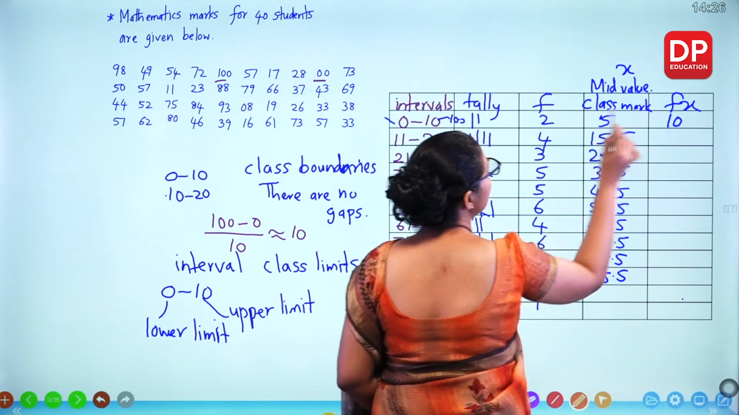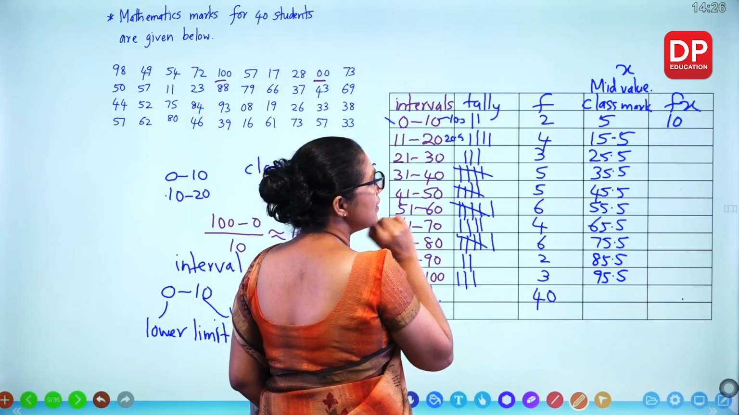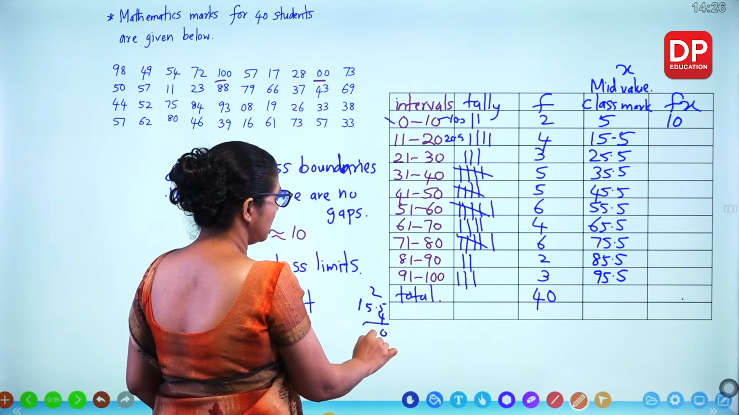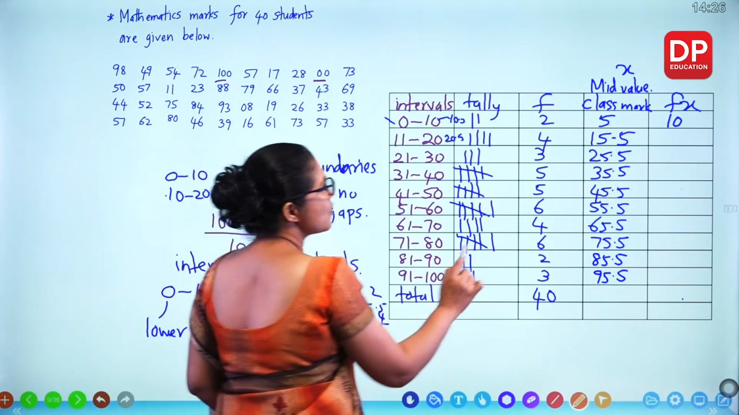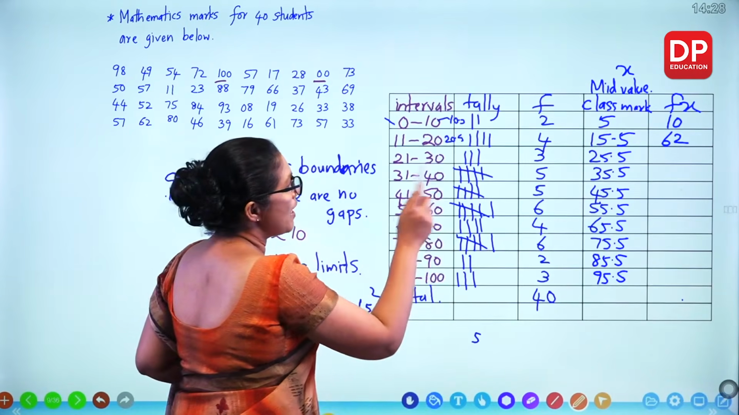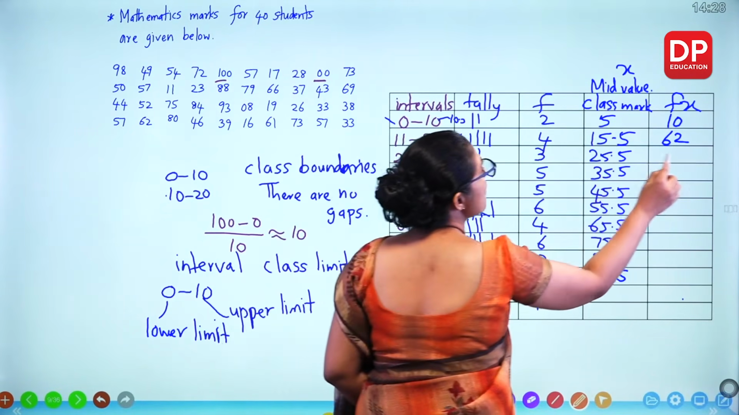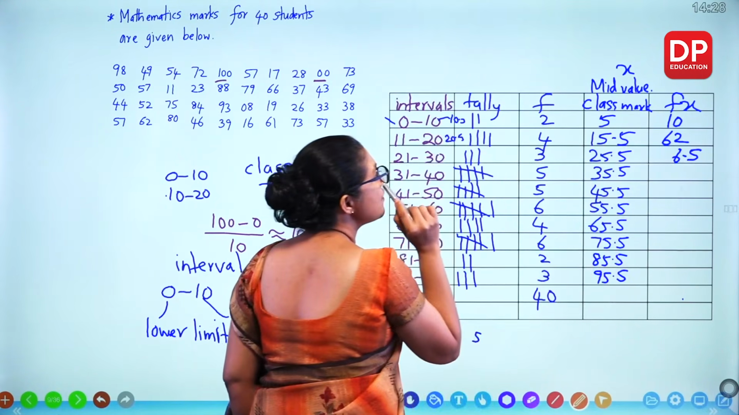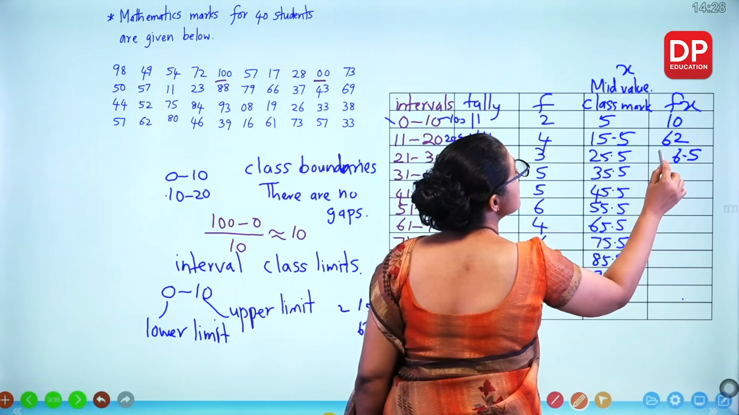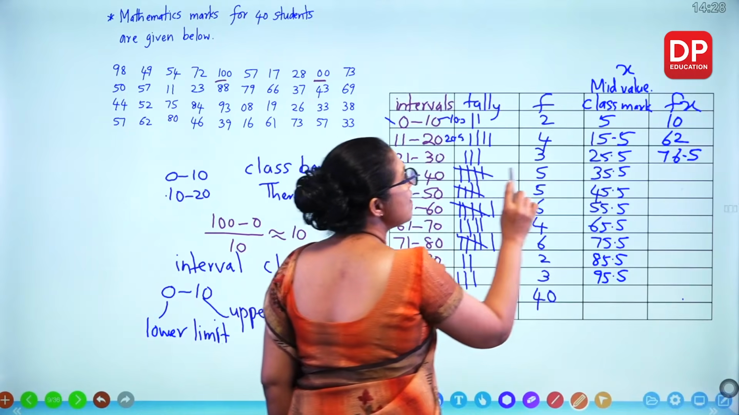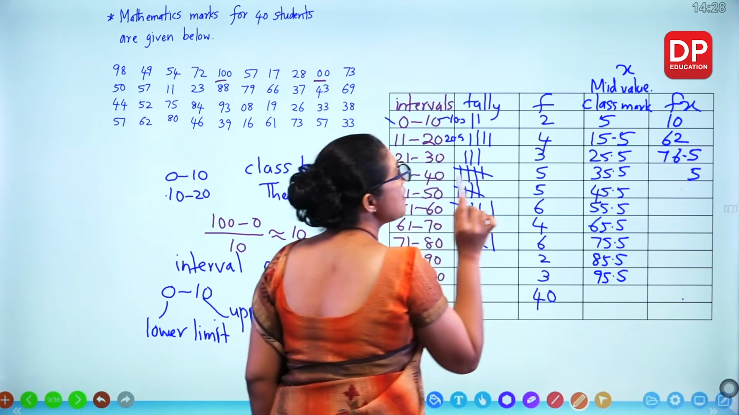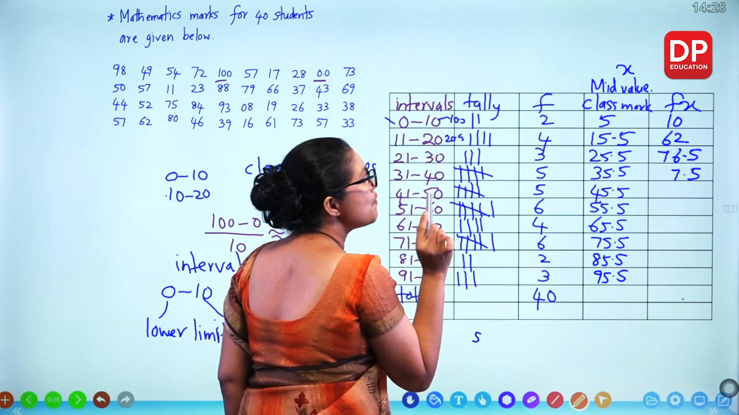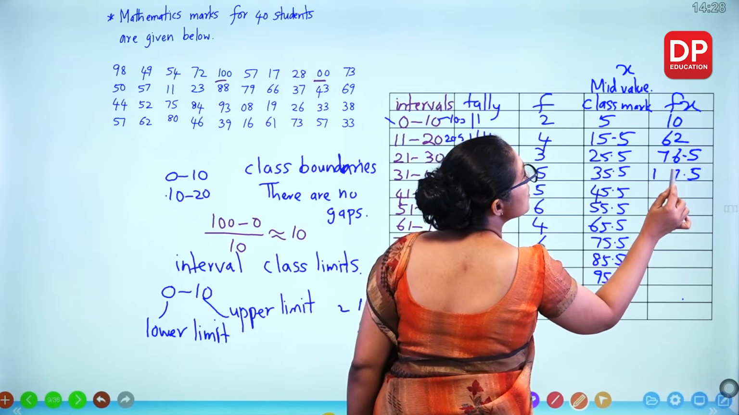5 times 2, 10. 4 times this, multiply, 62. So multiply this by 3. 3 times 5, 15, 1 remaining. 3 times 5, 15 plus 1, 16, 1 remaining. 3 times 2, 6 plus 1, 7. Then multiply this by 5. 5 times 5, 25, 2 remaining. 5 times 5, 25 plus 2, 27. 2 remaining. 5 times 3, 15 plus 2, 17.